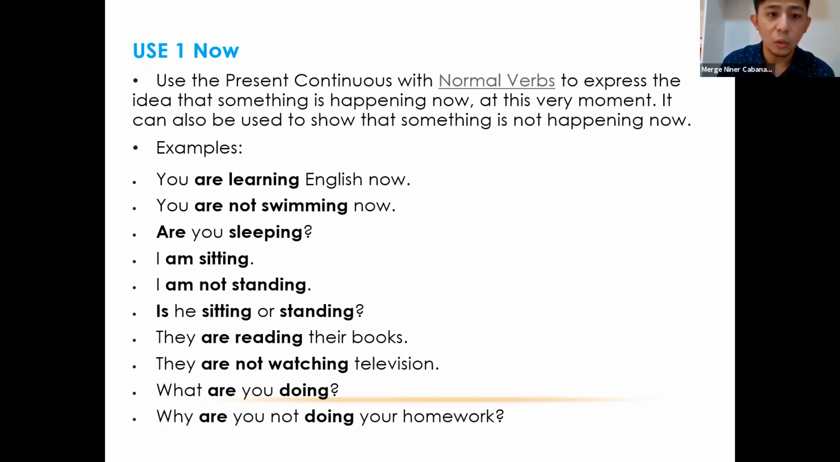If you have a "now," or if the context of your sentence contains a "now," then you will be using the present continuous, the present progressive tense of your verb. Okay, if it has a "now."